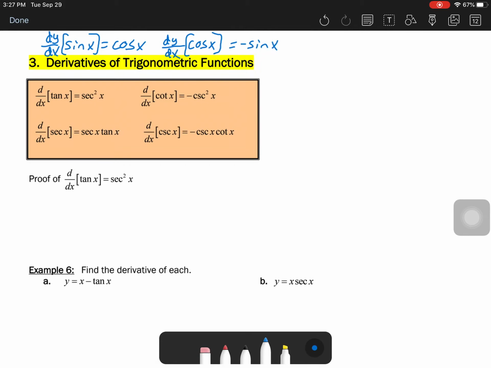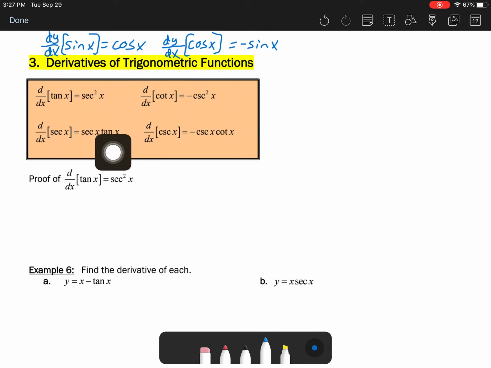Okay, AP Calc class, we're going to continue on with our 2.3 notes. We're going to look at examples 6 through 10. And starting off, we're looking at the derivatives of the trig functions. We looked at the derivative of sine and the derivative of cosine in the previous lesson, and hopefully you remember those. The derivative of sine was cosine, the derivative of cosine was negative sine.